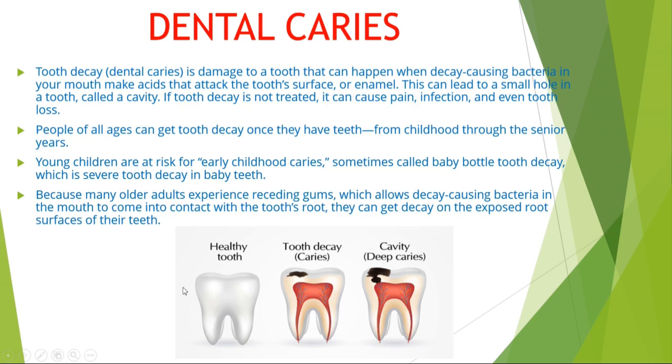Now this is the image of a healthy tooth. This is the image where dental caries is attacking slowly, and this is the totally damaged tooth. And if the dental caries reaches the pulp of our teeth, then the tooth has started paining. So this is the total concept of dental caries. Hope you are able to understand it.